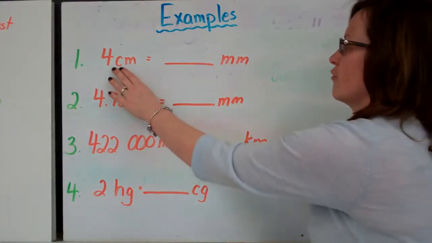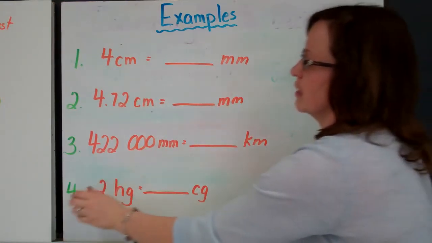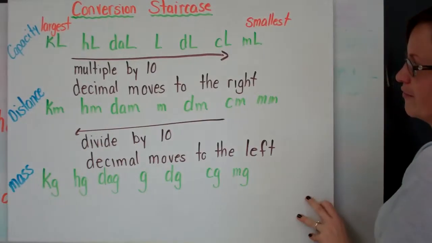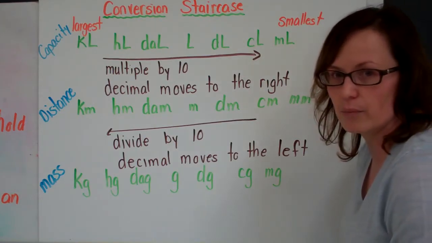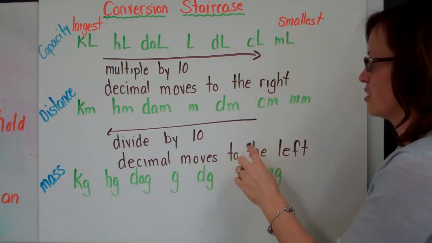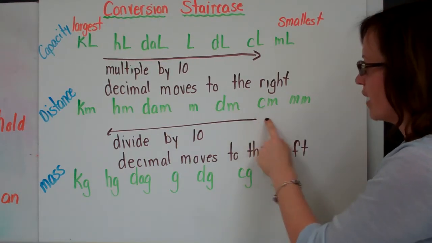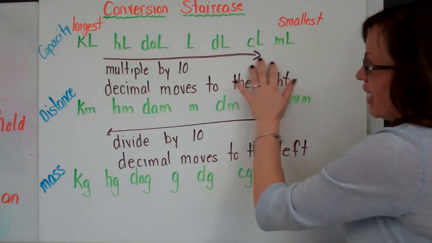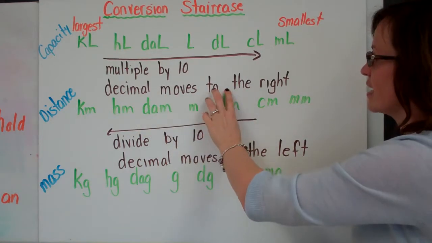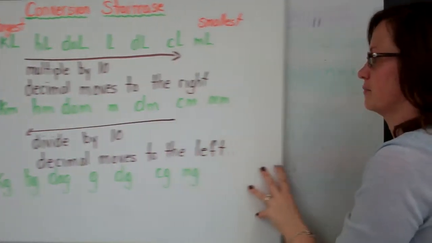So first we're going to go from 4 centimeters to millimeters. We're going to see how many millimeters that is. So my first step is I find my original unit on my conversion staircase. So here I am, centimeters, and I'm going to millimeters. So it's one step to the right. So looking at my reference here, I know that I'm going to move the decimal 1 space to the right.